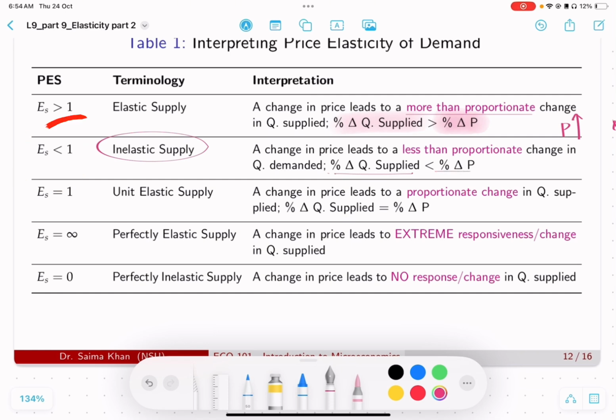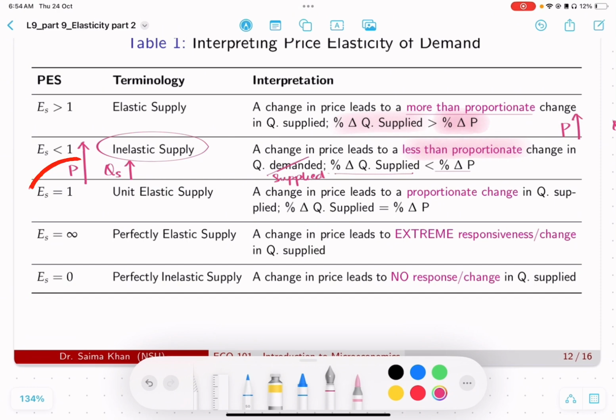Again, let's do the arrow diagram. What we are saying is that if the price were to go up like this, the quantity supplied would increase, but not so much. So we are talking about a less than proportionate change in the quantity supplied. Okay, I see an error here. Just fix this to supplied.